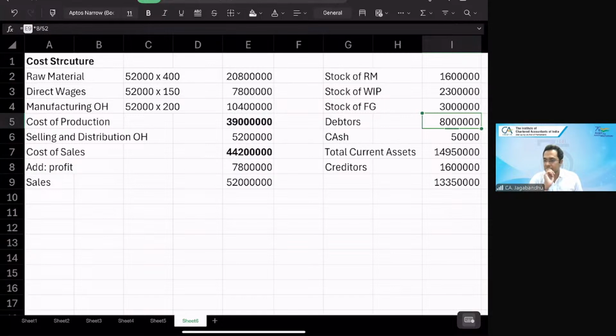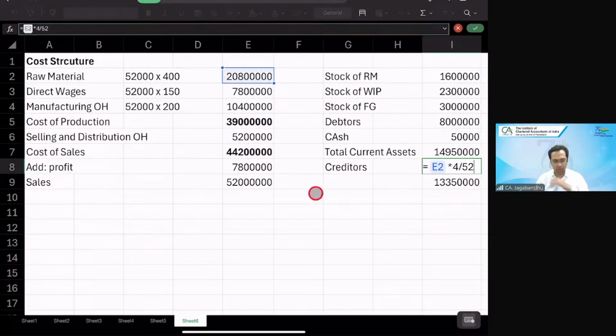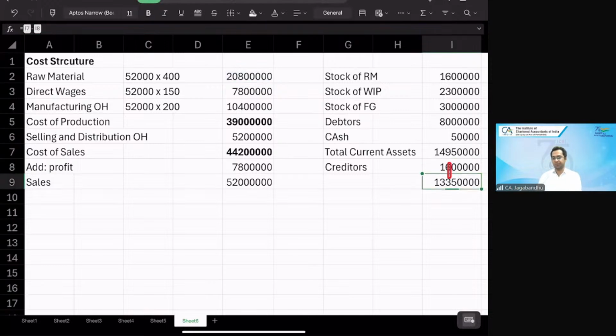Yeah. Okay, so creditors is based on the same thing, material. Whatever is the raw material consumption, we are assuming that the same is the raw material purchase also, right? And therefore we are just taking it as it is into 4 by 52. Okay, is this clear?